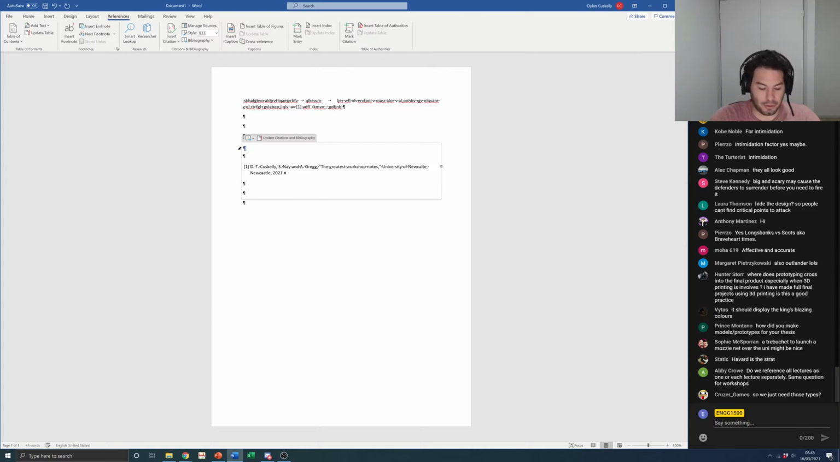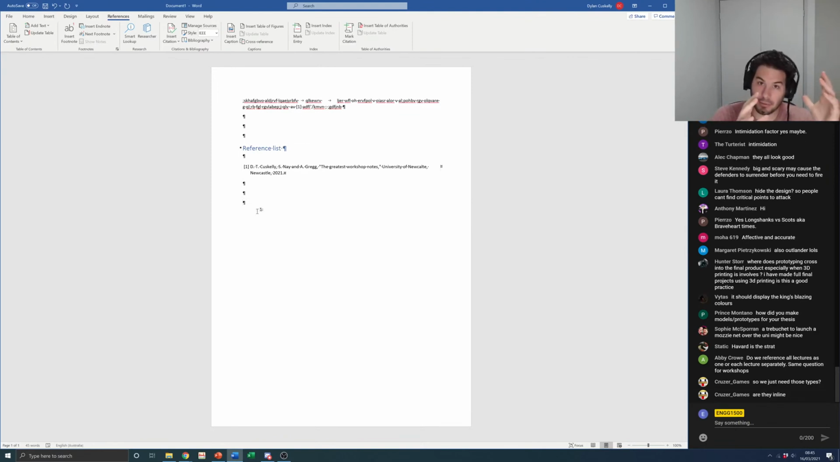Change this from bibliography to reference list. Okay? A bibliography is the list of things that you read, whether you cited them or not. A reference list is a list of things you referenced. You want a reference list, not a bibliography. Word calls it a bibliography. Don't worry, change it to be a reference list.